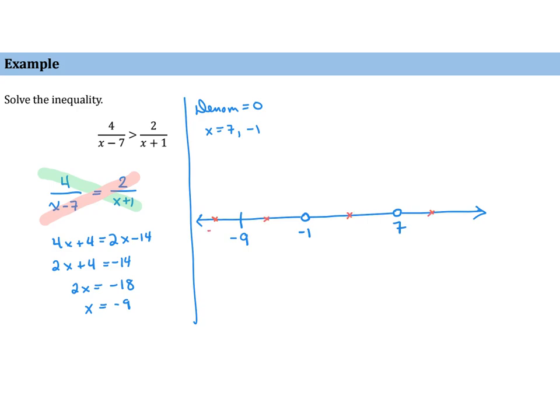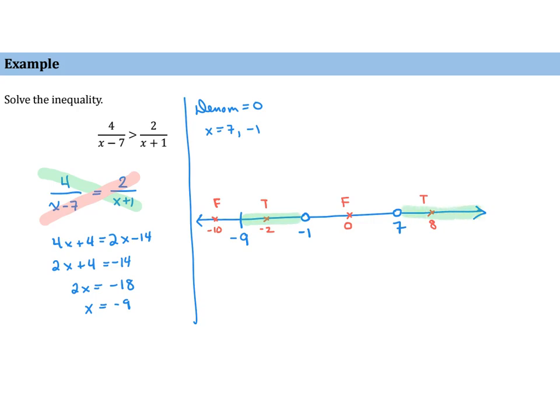And we'll check each interval with a test value. And we substitute those test values into the original inequality to see if we obtain a true statement or a false statement. So go ahead and pause the video, plug these values in, and see if you get true or false for each interval. So we obtain false, true, false, true. So where do we shade? We shade where it's true.